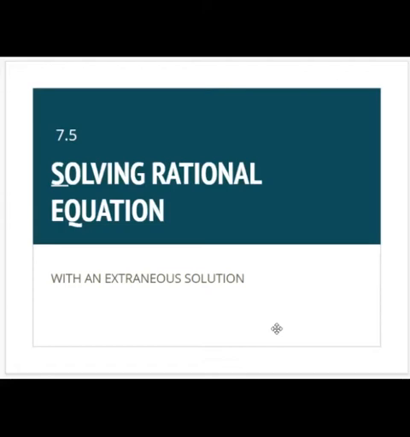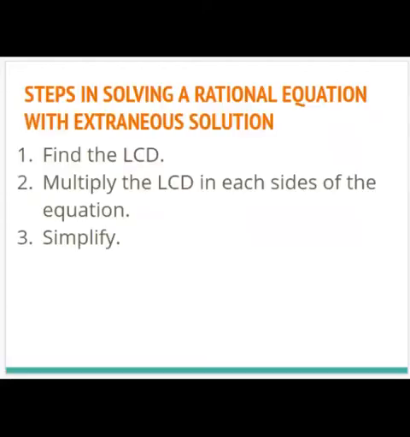Solving a rational equation with an extraneous solution. These are the steps in solving a rational equation with an extraneous solution. Step 1, find the least common denominator. Step 2, multiply the least common denominator to each side of the equation. And step 3, simplify and solve for the value of your solution.